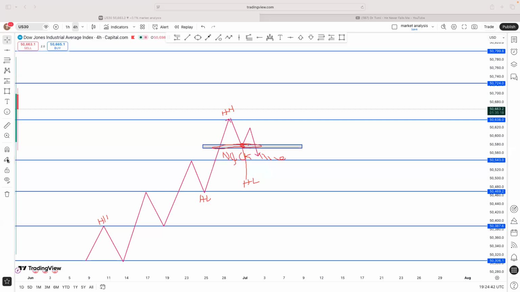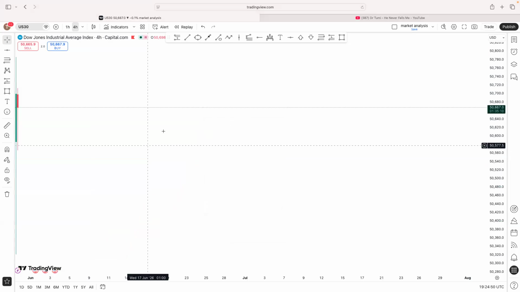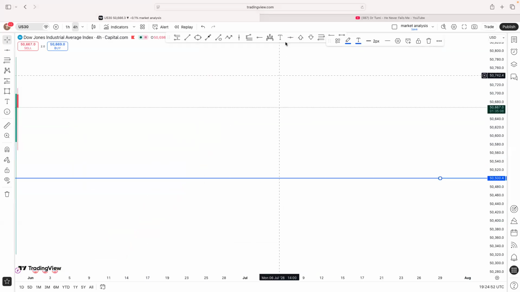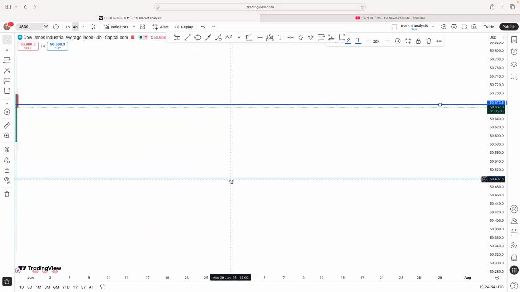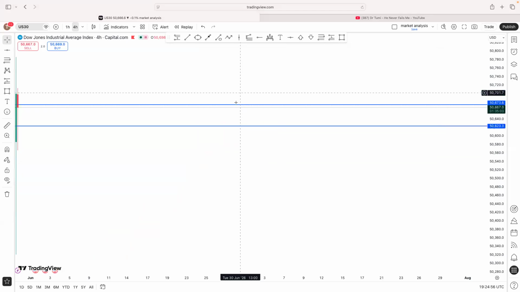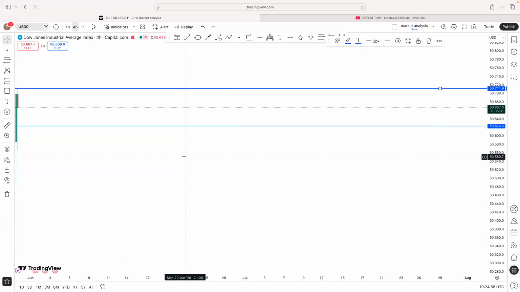Let me put it in this way so that you guys can understand it better, because I just want to make sure you guys understand this, right? So this is how an M pattern is formed. So this M pattern, I want you to understand this.